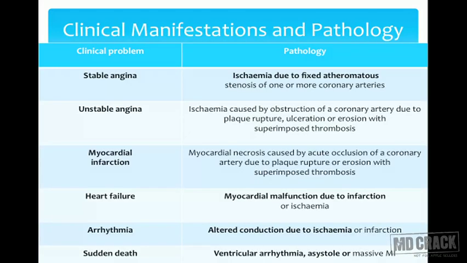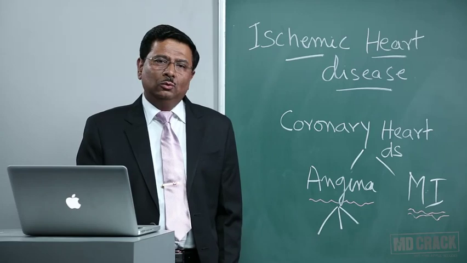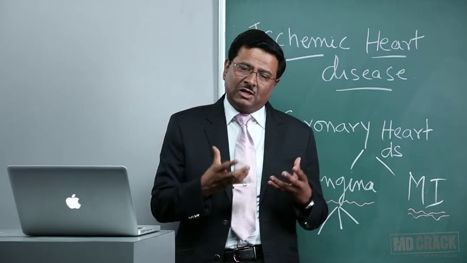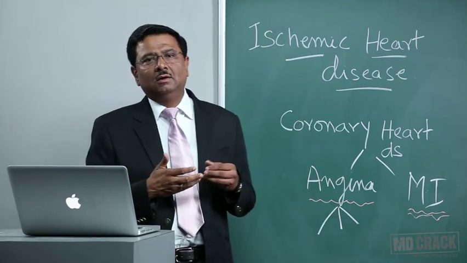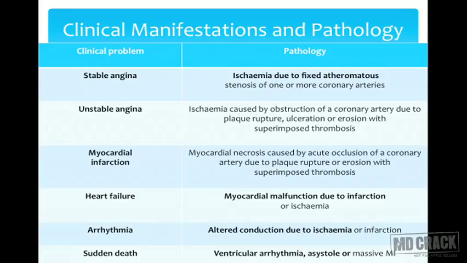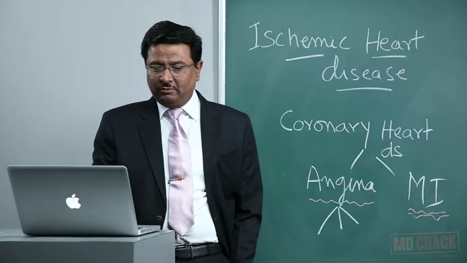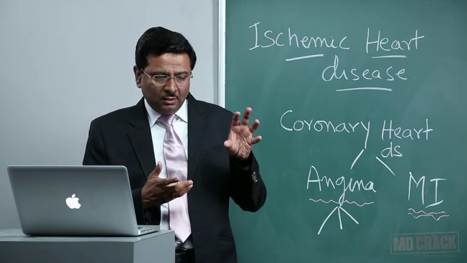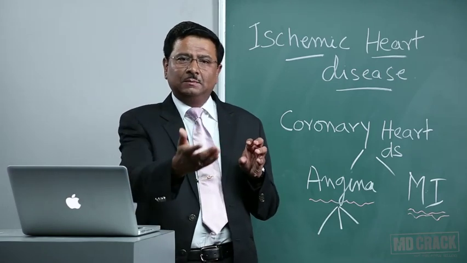Now we'll be talking about clinical manifestations and pathology of various problems seen in coronary heart disease. Let's first talk about stable angina. I'll not be going into the detail because I feel that you must have learned what angina is and what the various types of angina are during your physiology and pharmacology classes also. So in stable angina, the pathology is ischemia due to fixed atheromatous stenosis of one or more coronary arteries, right? So there is a fixed atheromatous stenosis of one or more coronary arteries leading to narrowing of the blood vessels and subsequent ischemia.